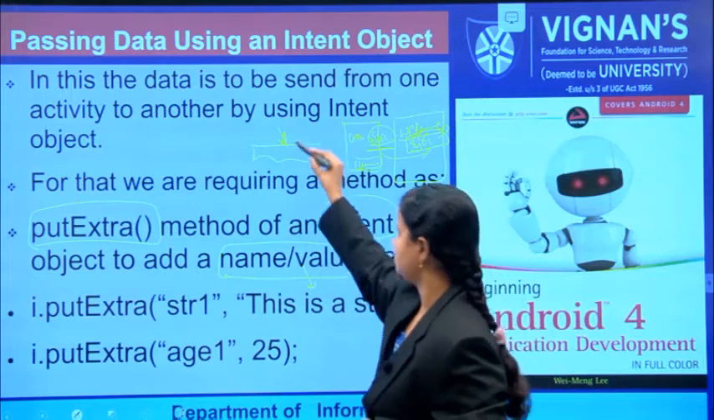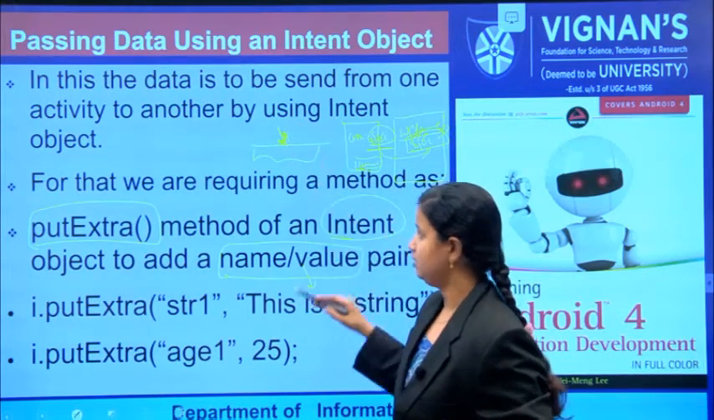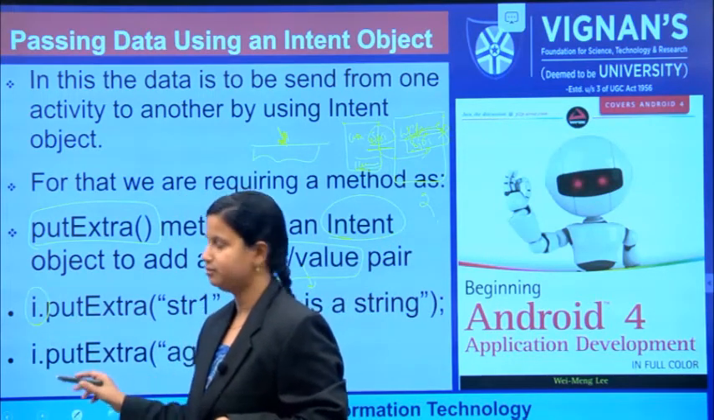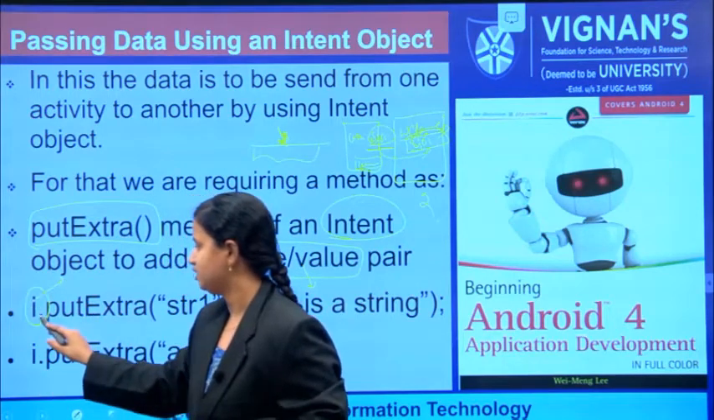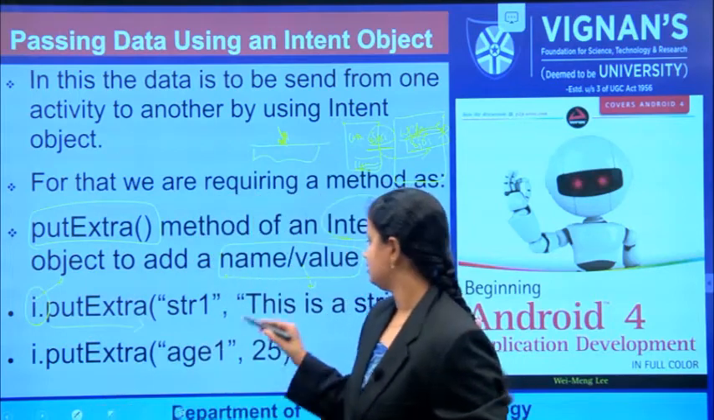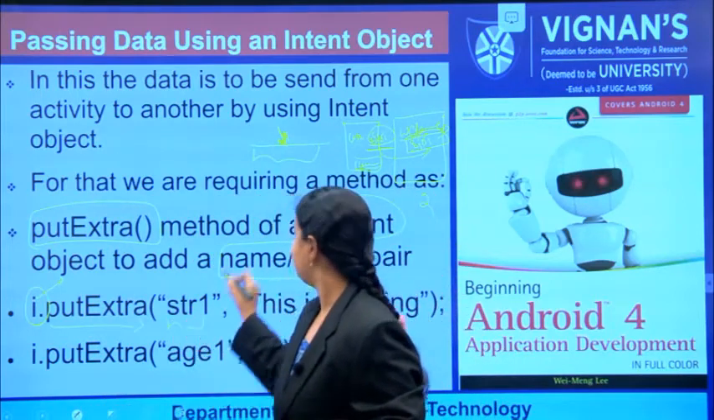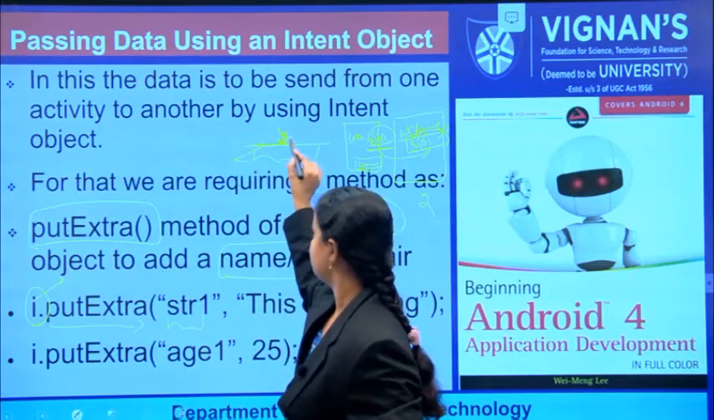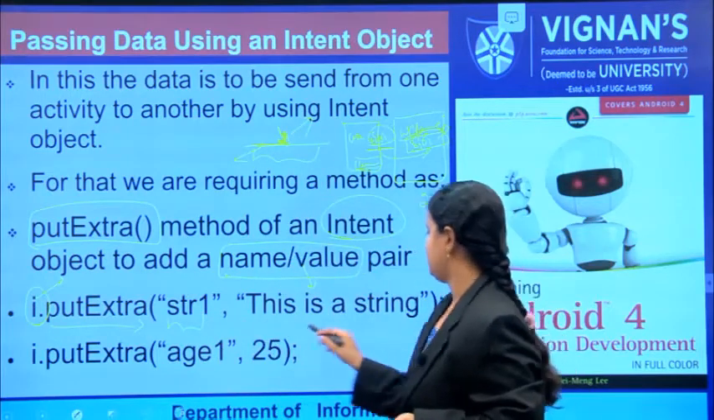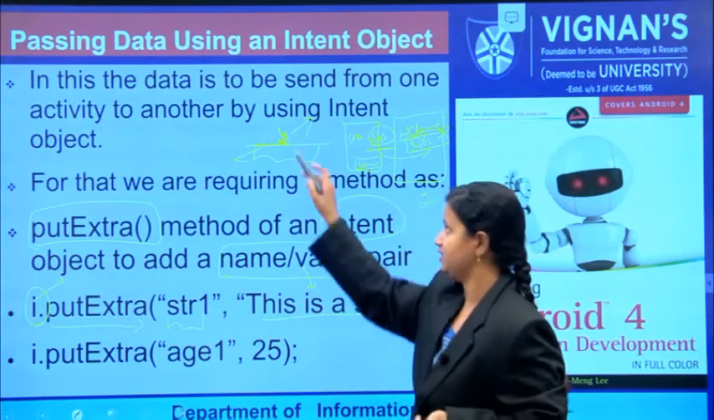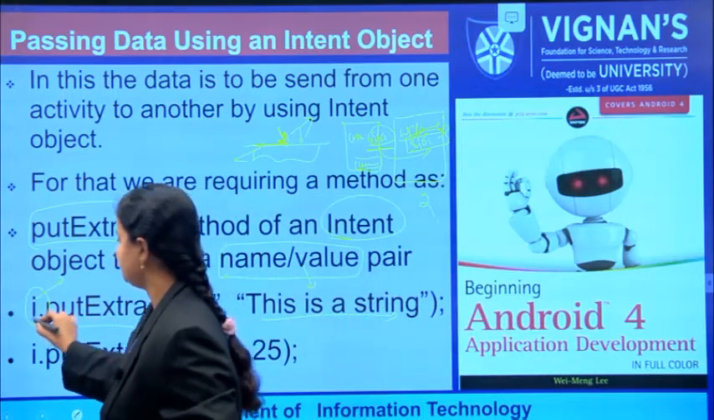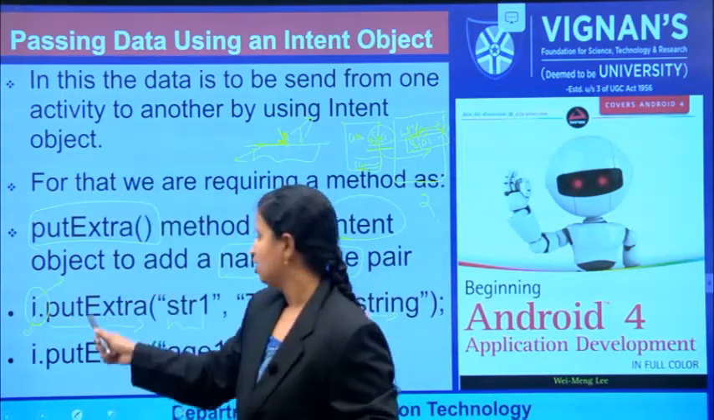So whatever I enter is set on the intent. For the intent object I set the information by calling putExtra with a name value pair. The name for the information presented in this text box is str1, and the value is this string. So I set the information for the intent using the putExtra method.